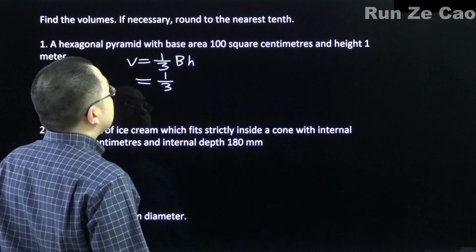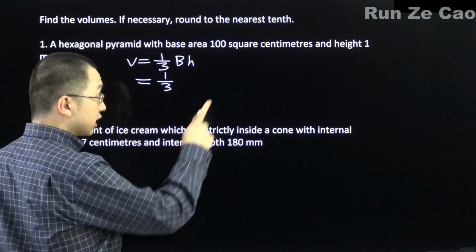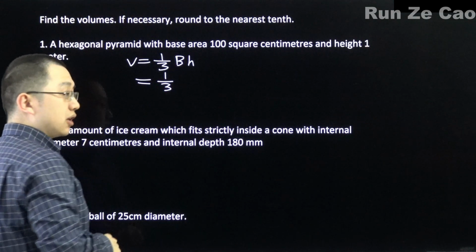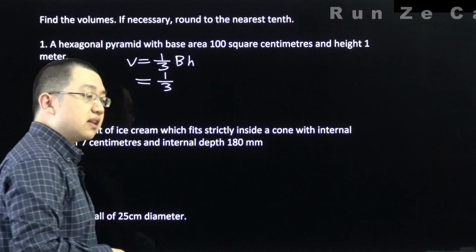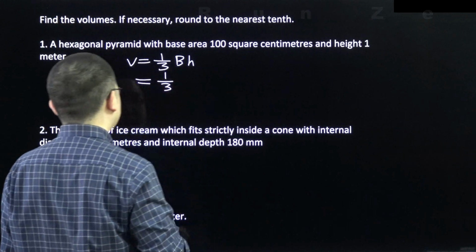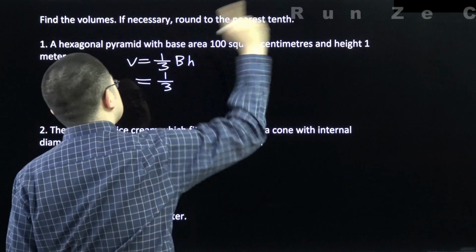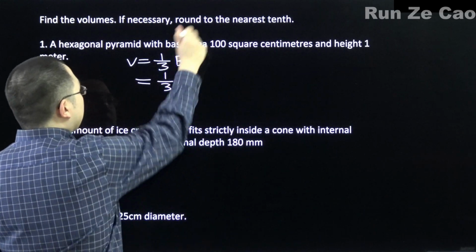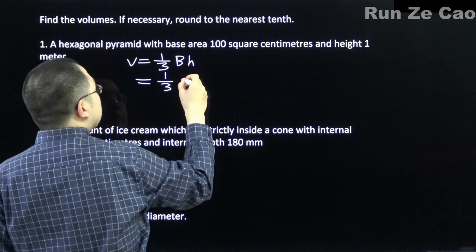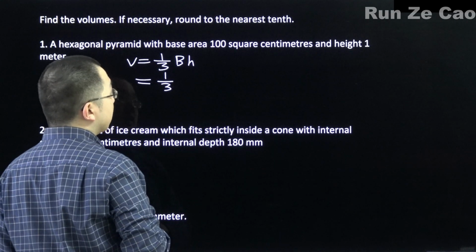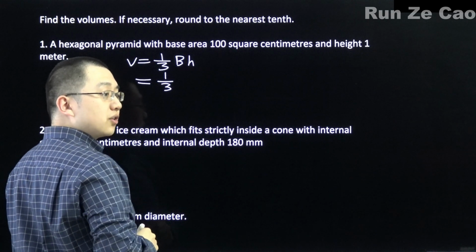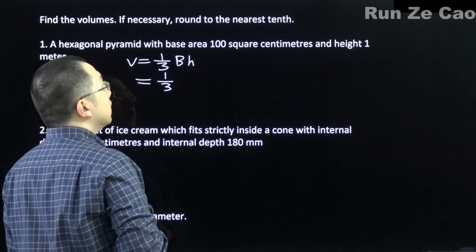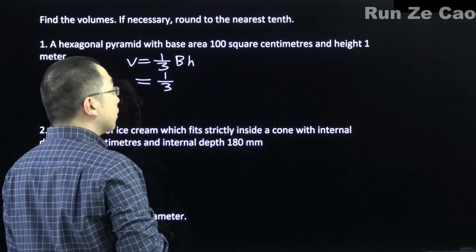Tenth of what? Meters cubed? Actually, yes, you're supposed to go with the 1 meter because that has less significant digits. It's less exact. It didn't tell you its height is exactly 1 meter, so it could be rounded. So we have to go with the meter. That means the base would be 100 square centimeters. It's how many square meters? Yeah, that's also a problem.